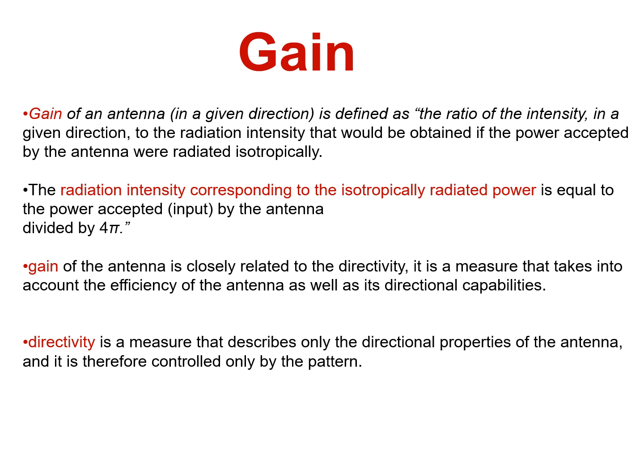Gain of the antenna is closely related to the directivity. It is a measure that takes into account the efficiency of the antenna as well as its directional capabilities. However, directivity is a different thing. That is, directivity is a measure that describes only the directional properties of the antennas, and it is therefore controlled only by the radiation pattern.